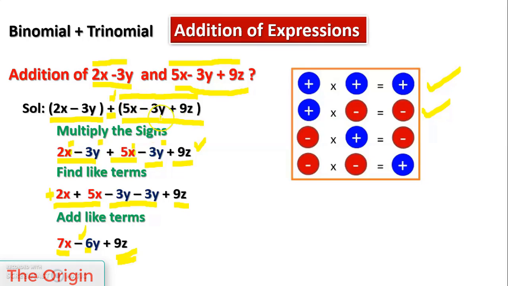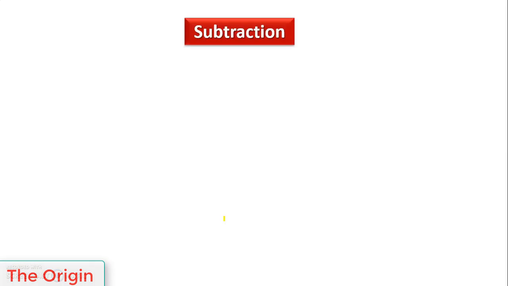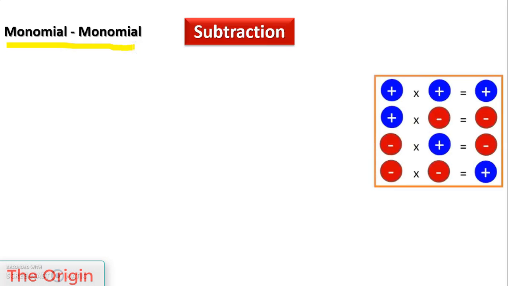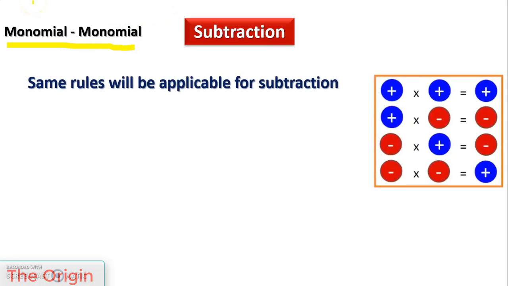Observe here: keep the brackets, multiply the signs, find the like terms and add the like terms. In addition, I explained 2 conditions. Remember those conditions, apply them here, then you can simply solve the problem. Next topic, subtraction of algebraic expressions. First one, monomial and monomial. The same operations and same rules applied in addition will be applicable in subtraction also.